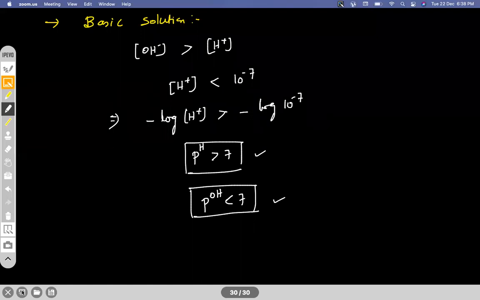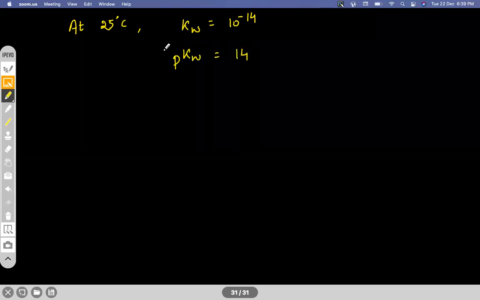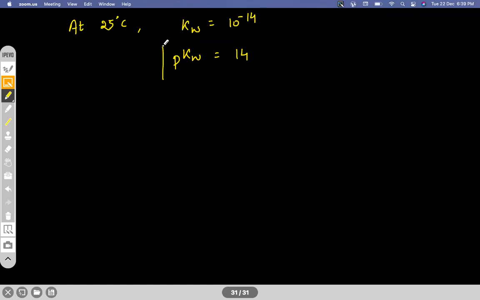So these are the three conditions we have for neutral, for acidic, for basic. What is the value of pH and pOH? Again, you see one more thing here. At 25 degrees Celsius, we have Kw equals 10 to the power minus 14. So pKw, if you calculate here, would be 14, minus log of Kw. All the definitions are the same. If you write pH, pOH, pKa, pKb for acid and base, we have a similar formula for that.